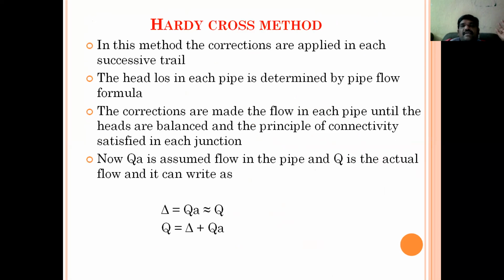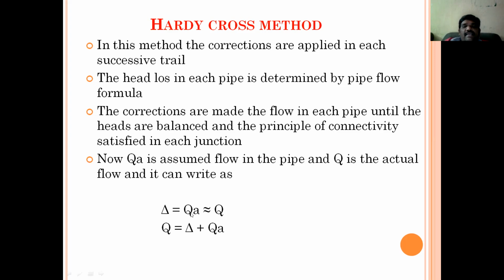Now we are going to discuss one method, that is the Hardy-Cross method. This is very easy. Nothing is there. We are just substituting the formula. That's it. You must remember the points as a concept. In this method, the corrections are applied in each successive trial. The head loss in each pipe is determined by the pipe flow formula. Hardy-Cross and equivalent pipe methods are pipe methods. The corrections are made to the flow in each pipe until the heads are balanced and the principle of continuity is satisfied at each junction.